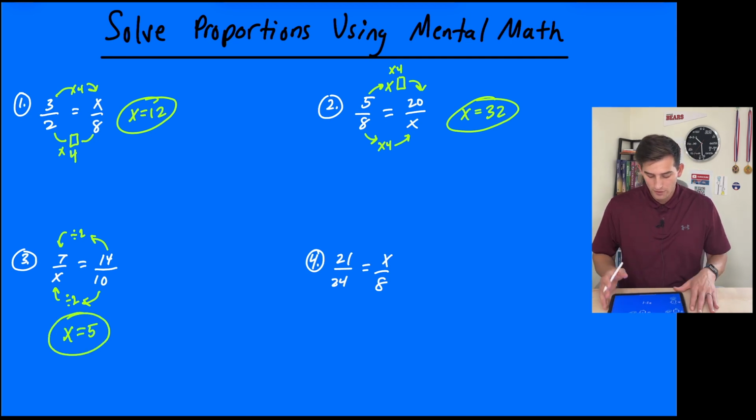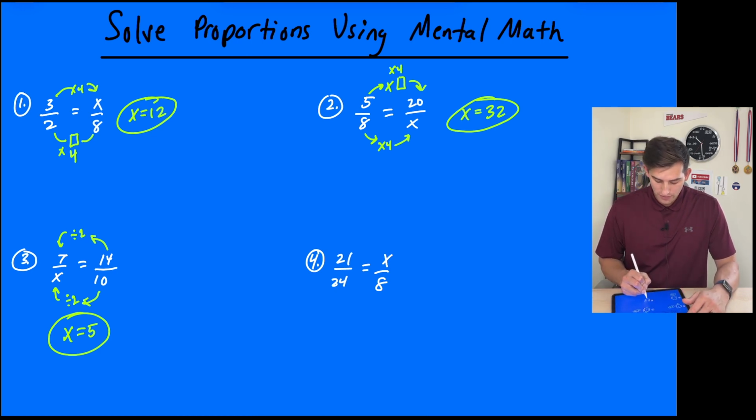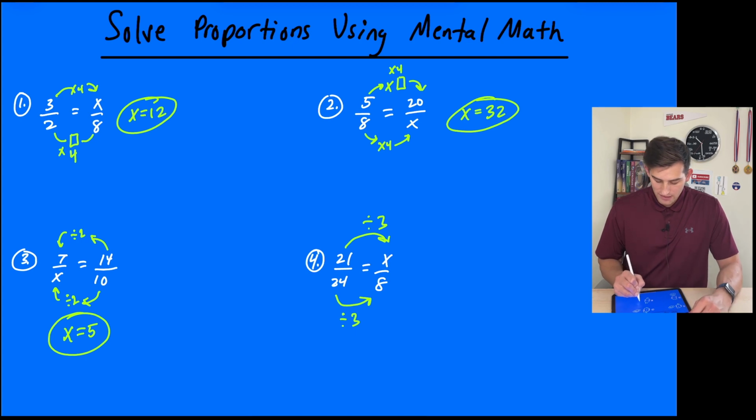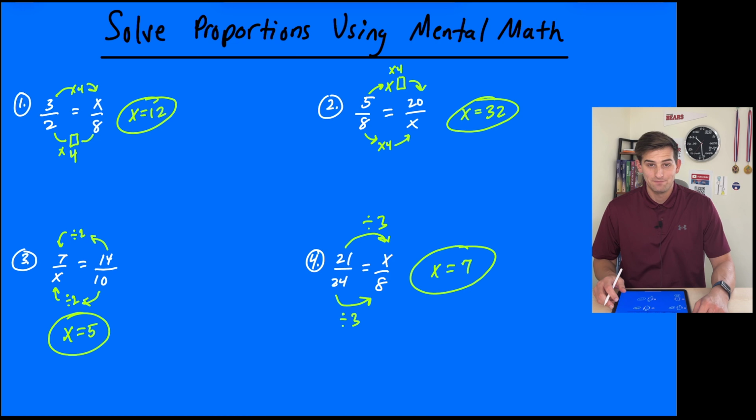All right, now for number 4, our variable is in our second ratio. So let's think about, okay, from our first ratio to our second, what operation are we doing? So 24 to 8, well, we are dividing by 3. So from 21 to our variable, we also need to divide by 3. So in this case, we would do 21 divided by 3, and we would say x is equal to 7. And that's how we can solve some proportions using mental math.